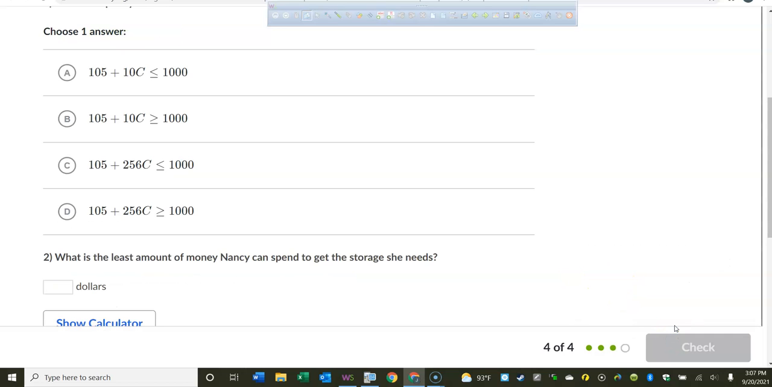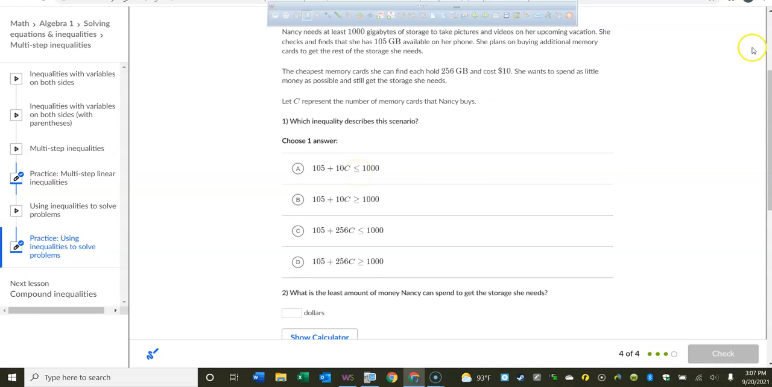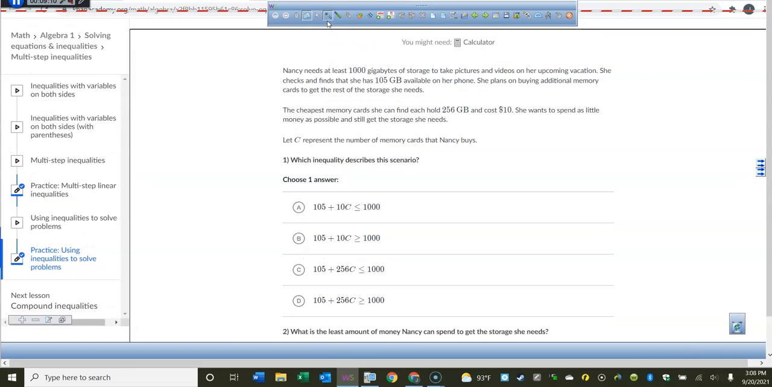And the last and final question. That's all we're going to do. It says Nancy needs at least 1,000 gigabytes of storage. That's a lot of storage. So she needs at least, she's got to have greater than or equal to 1,000 gigabytes of storage to take pictures and videos on her upcoming vacation.